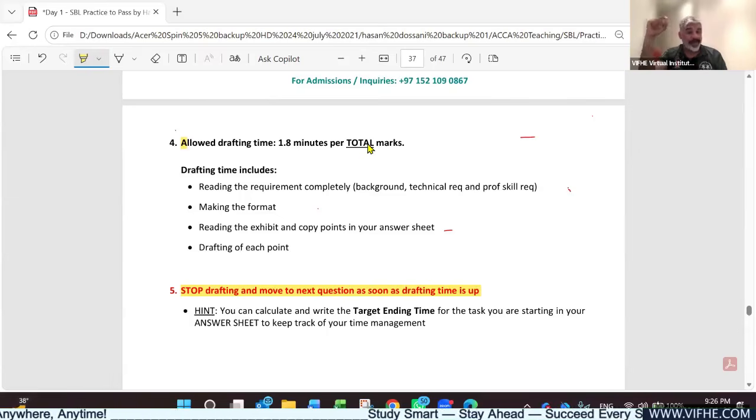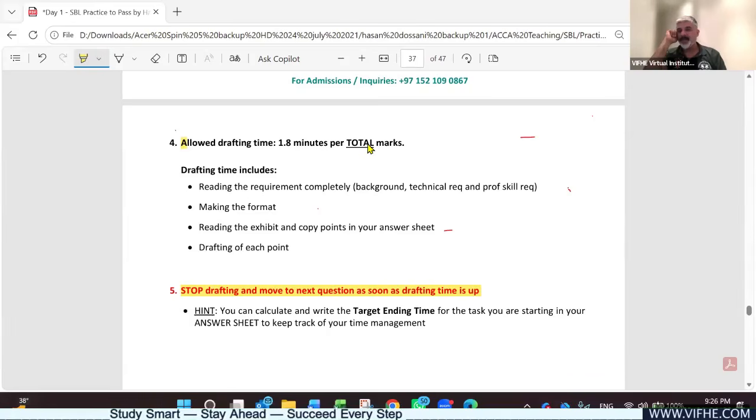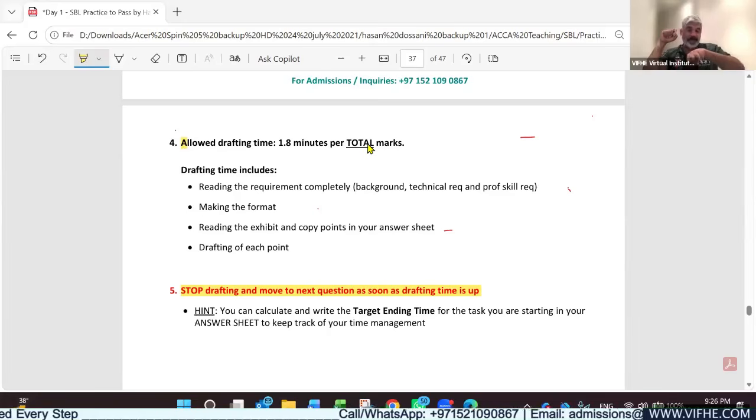You need to calculate the time and you need to write it somewhere. No? Does it make sense? You need to calculate the time that you should stop and you need to write that time somewhere and then look at your watch. If that time is up, you need to stop.